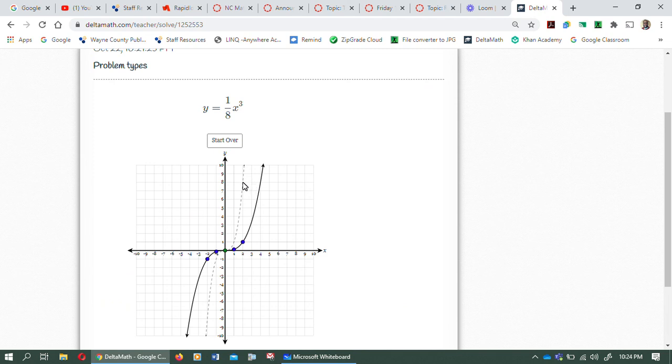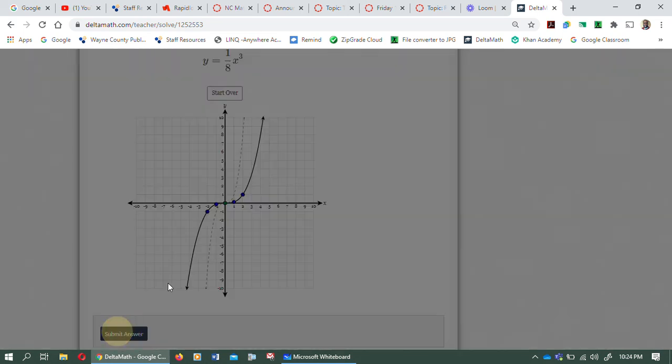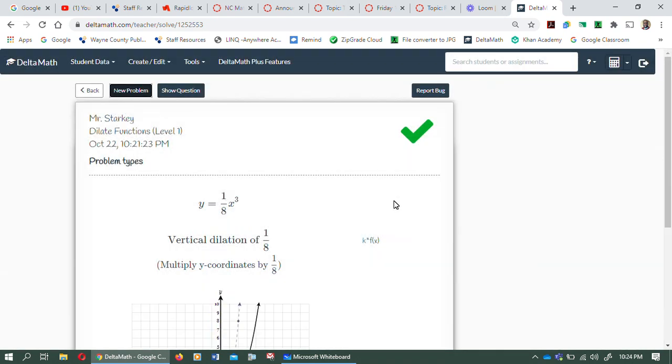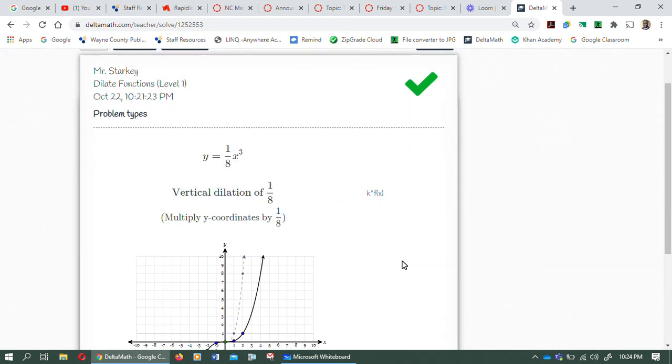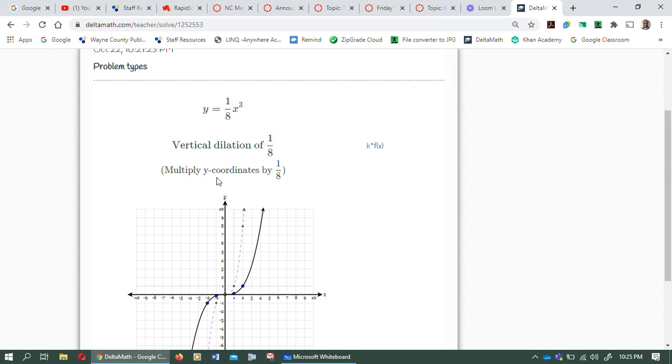So the y value of this point went from 8 to 1. It was a vertical shrink by a scale factor of 1/8. Let me just show you that Mr. Starkey knows what he's talking about. Right? Again, guys, you multiply your y coordinate by 1/8.